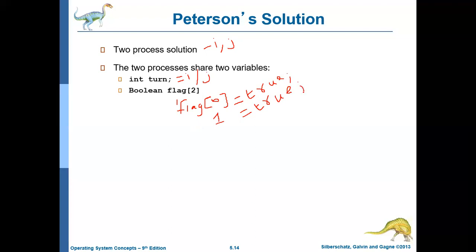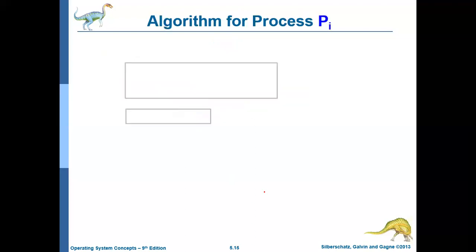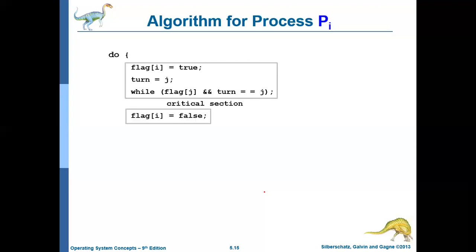So the proposed solution in Peterson's algorithm uses two shared variables, turn and flag. These variables are shared between both processes i and j. Now let us go through the algorithm. Basically it is an infinite loop. We have two processes Pi and Pj which should be synchronized, and this is the algorithm for Pi.